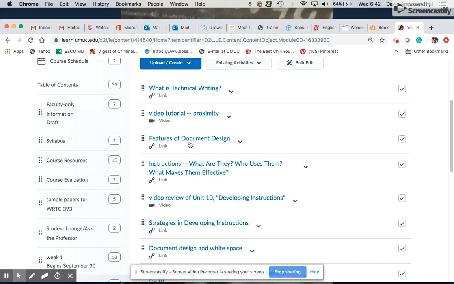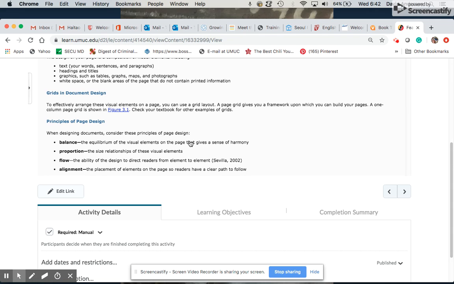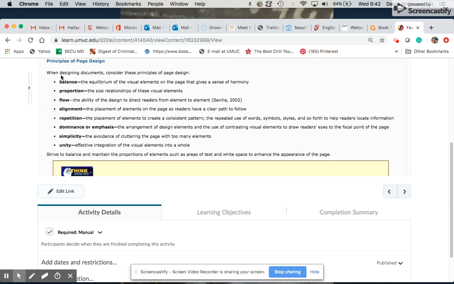And then this next resource, features and document designs. I love it here. These principles of page design: balance, proportion, flow, alignment, repetition, dominance of an emphasis, simplicity, and unity. Again, you see those 4 design principles reiterated here. It's how does the eye flow through a document? Is it chunked and scrunched all together? Does it have a pathway for your eye to follow and read through that set of instructions? That is the basic understanding of technical writing.